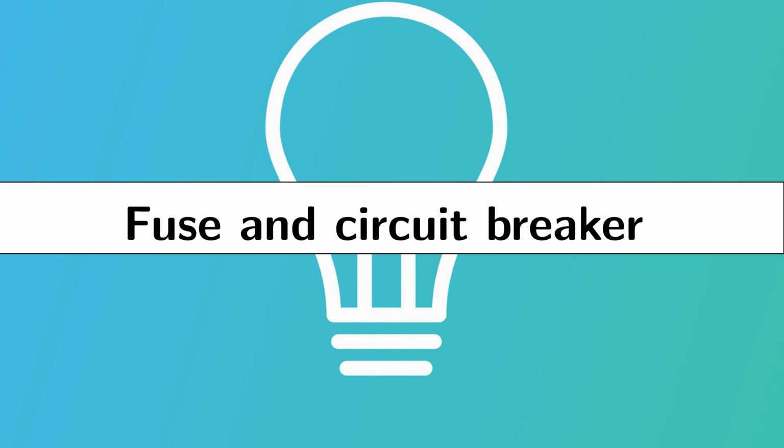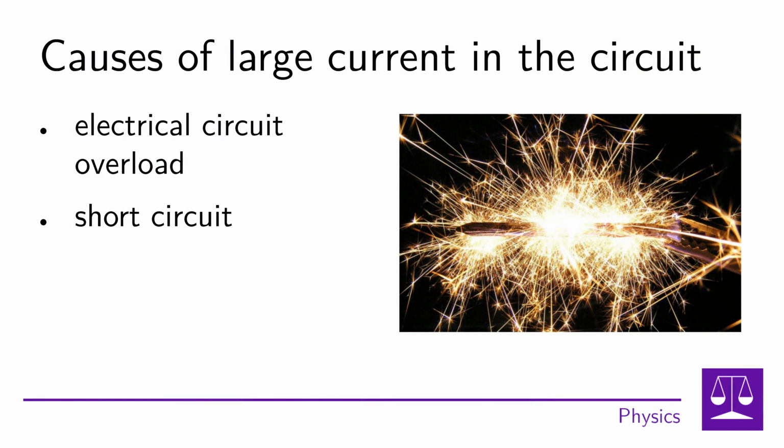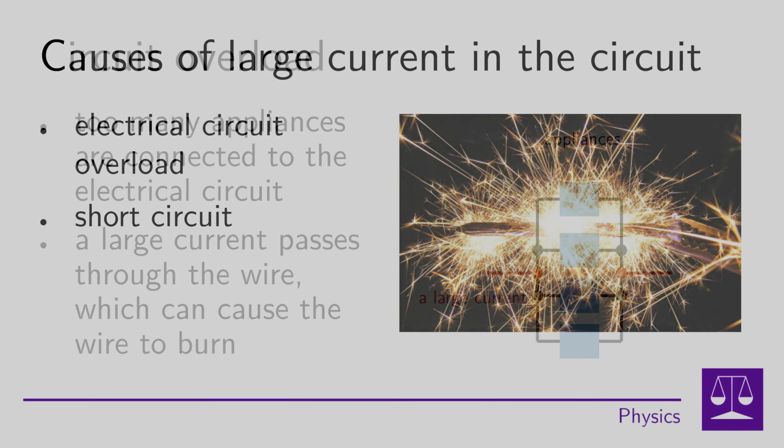In this video, we will talk about two electrical components of an electrical circuit whose common characteristic is to protect the electrical circuit from high current. High current may be undesirable in some cases. Basically, it can arise in two ways, either by overloading an electrical circuit or through a short circuit.